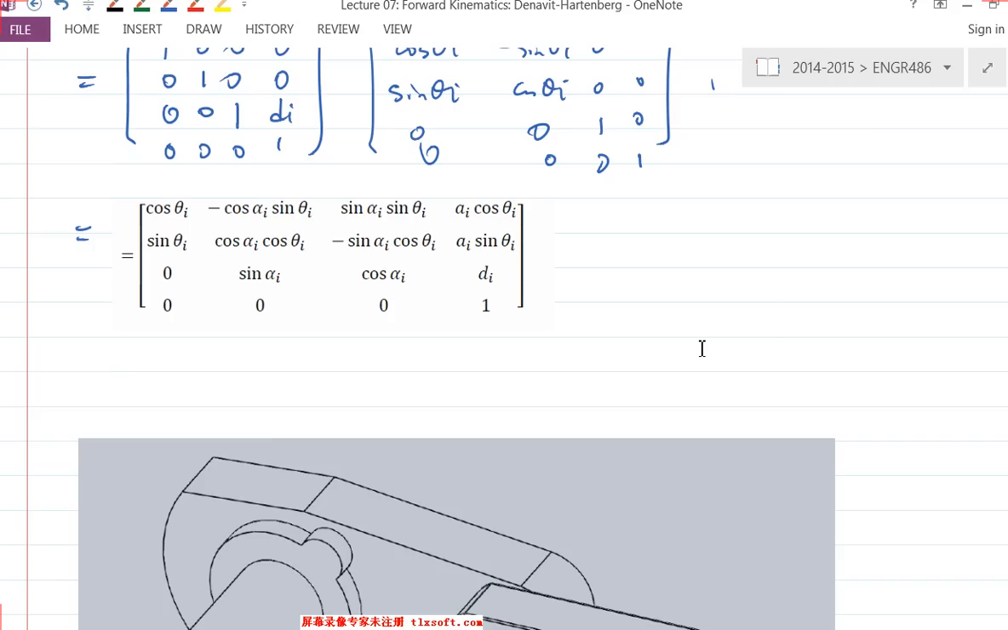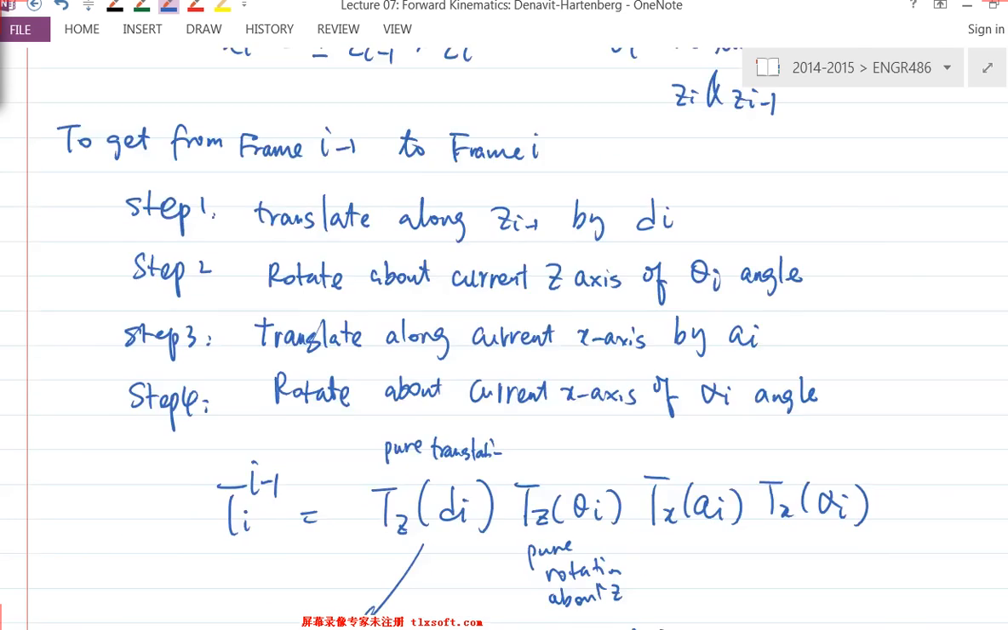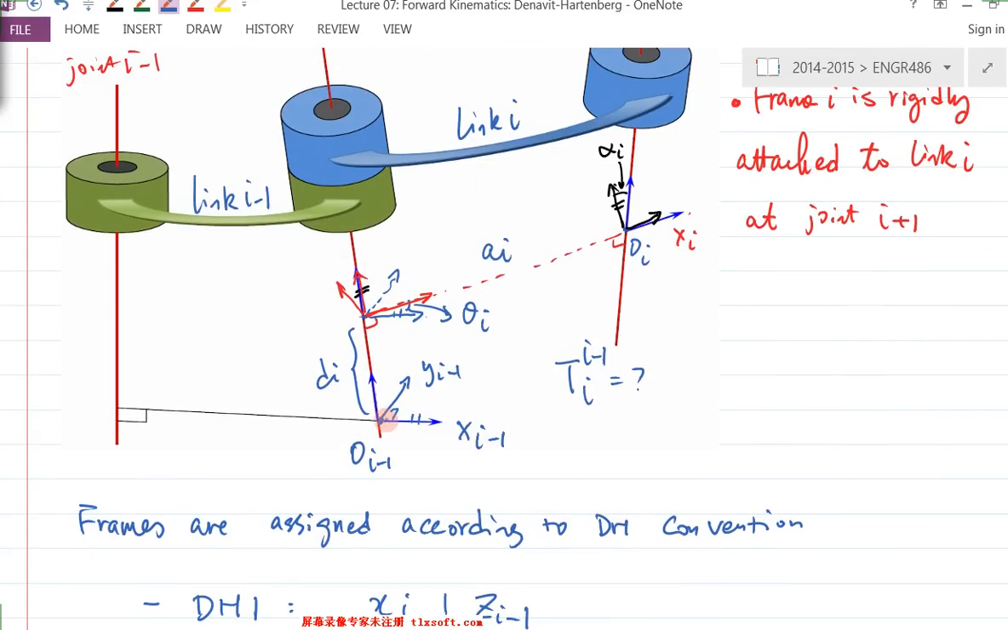So tell me, what does this 3x3 represent? Rotation, or orientation, right? And this one represents translation. So basically here are the two frames. The T I minus one that we just derived represents the orientation and translation between the two frames.